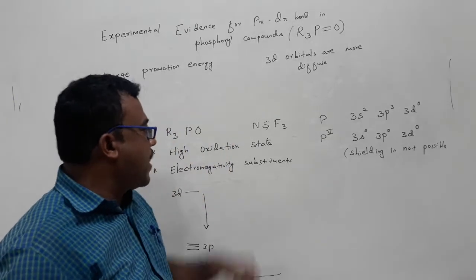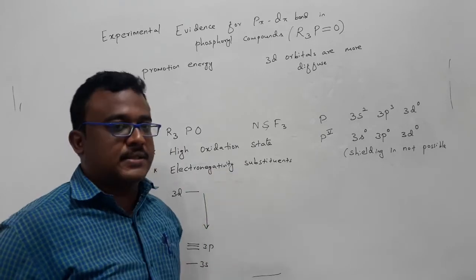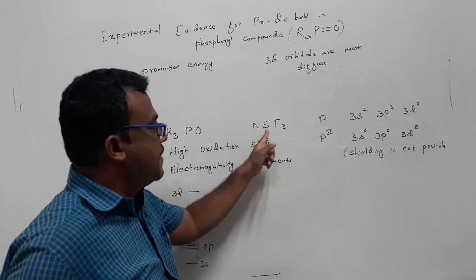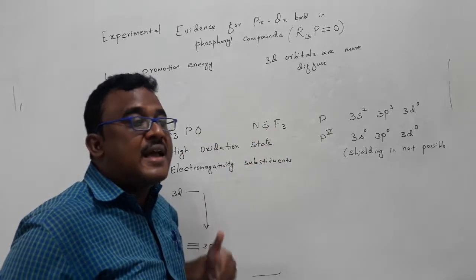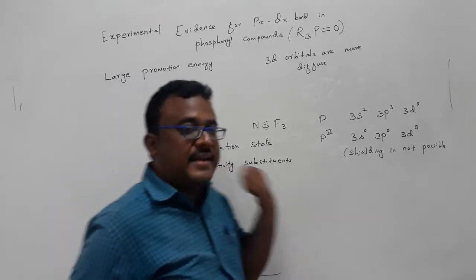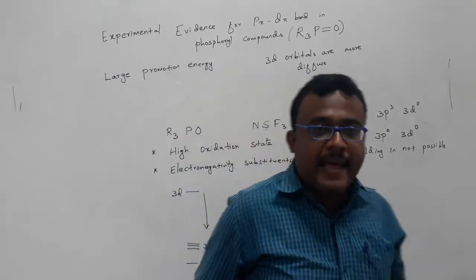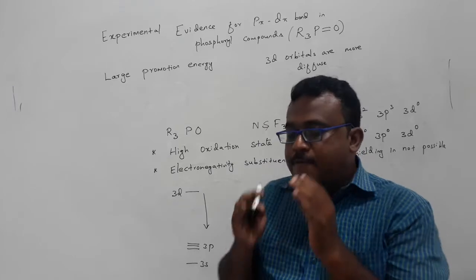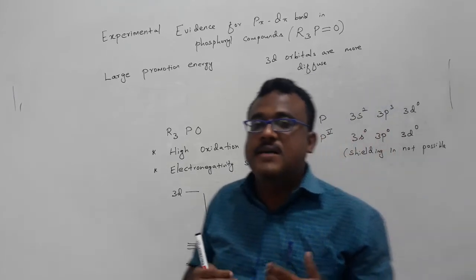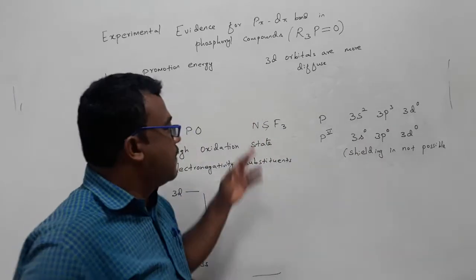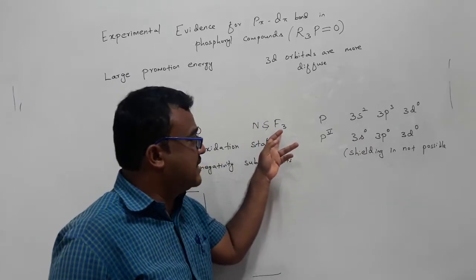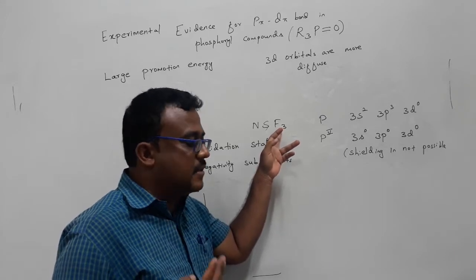Okay. The next one is electronegative substituents. Normally, as I already said, compounds with central elements bearing electronegative substituents can favor the formation of p pi d pi bonding. How can that affect the d orbital shape? For example, if you put electronegative substituents on the central atom, because of the inductive effect, fluorine is an electronegative substituent that exerts a minus I effect.